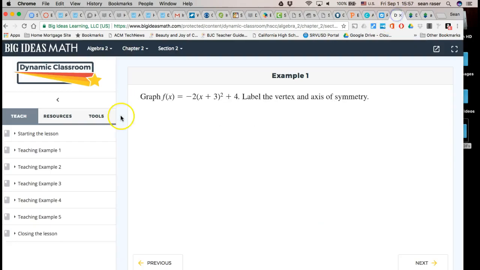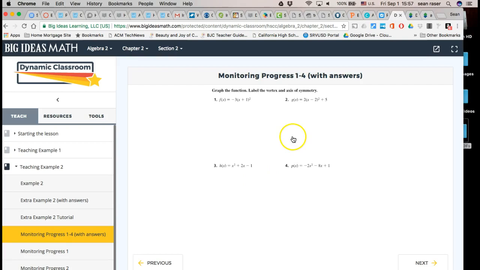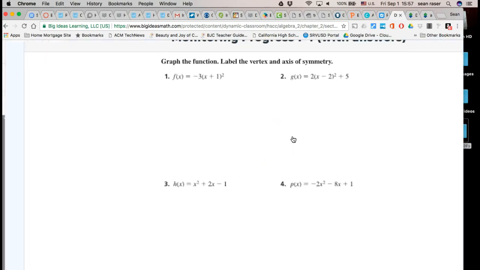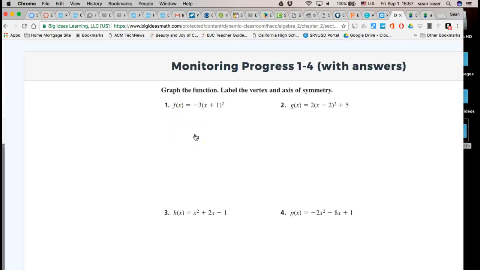So what I want you guys to do right now is look at problems 1 and 2 and give me the vertex and the axis of symmetry. Obviously, you can't graph it, but in the text box that pops up, go ahead and enter in the vertex and axis of symmetry for 1 and 2. And remember, axis of symmetry should be in the form x equals, and vertex is a point. Go ahead and enter that now.